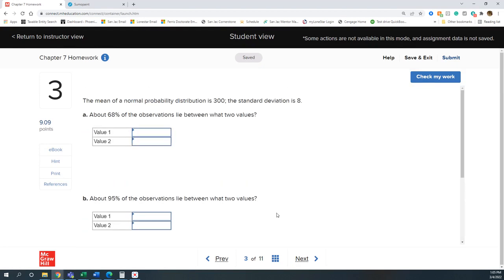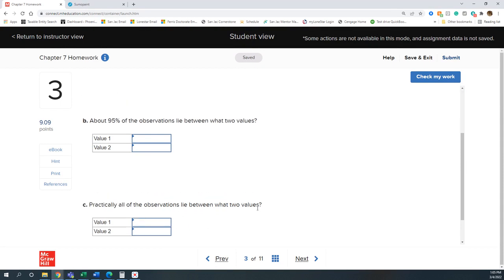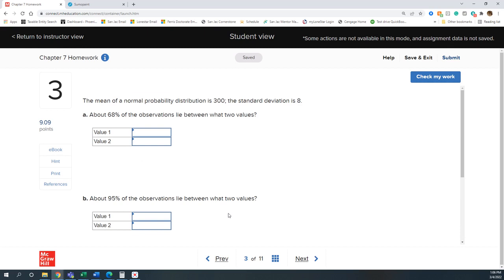Alright, next, question 3. Question 3 in itself, again, is our empirical rule. The mean of the normal probability distribution is 300, and the standard deviation is 8. That's going to be our big thing we need to know. So 68% is 1 times our standard deviation, so 1 times 8. 95% is 2 times our standard deviation, 8 for me. And when it's all the observations, that's 99%, it's 3 times.